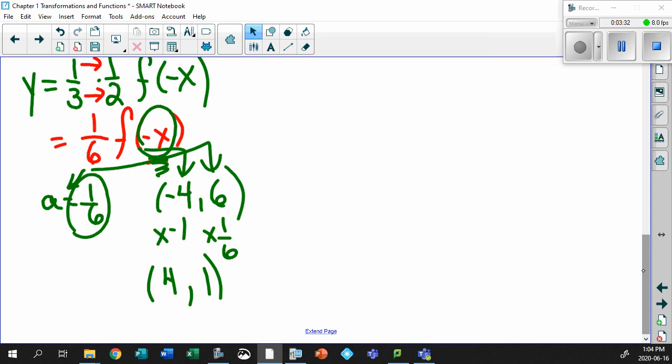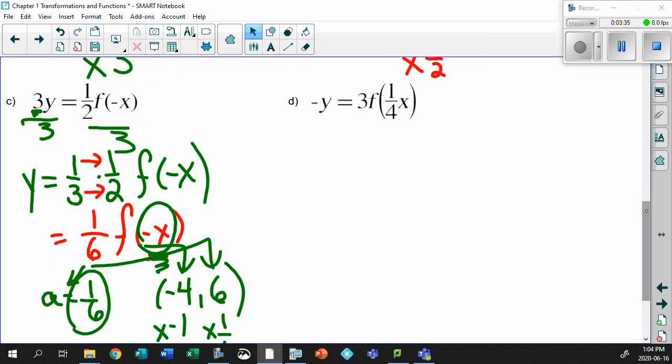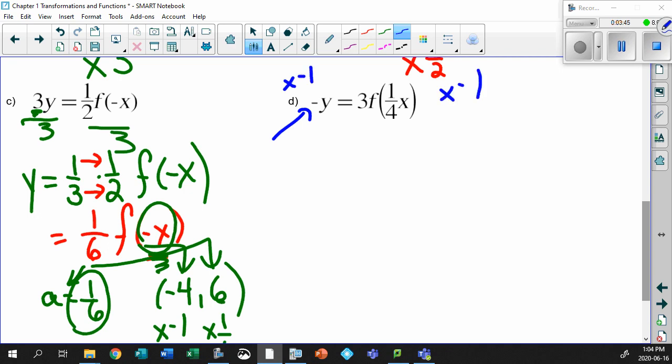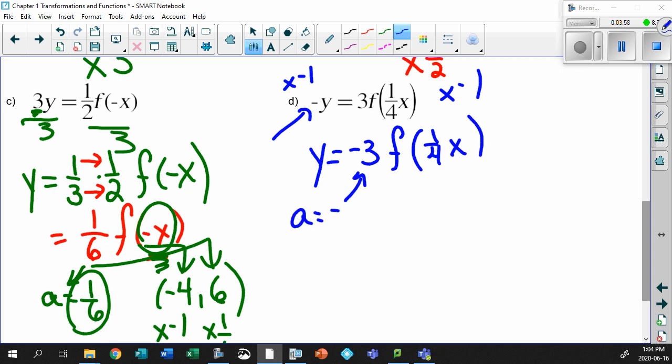Okay, let's go to our last question, which is this mess. Oh my goodness. Look at that. Notice emphasis on the y, so bring that negative over by multiplying both sides by negative 1, that side and that side. So that leaves you nice, beautiful y. That gives you negative 3. Now, look at what's inside the brackets. 1/4. So there's our A value, which of course affects only the y coordinates. There's our B value, which we know we have to flip, so this becomes a scale factor of 4.